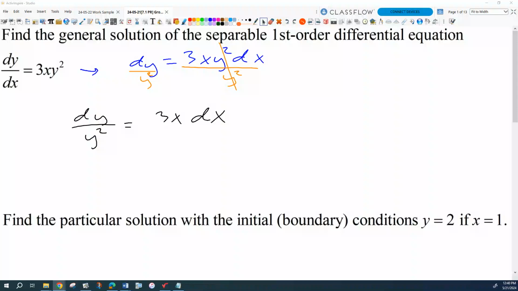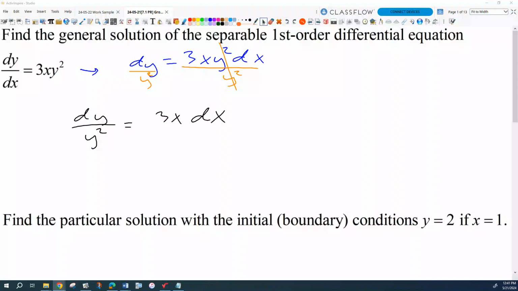Okay, so we were working on this one, right? Finding the general solution of the separable first order differential equation. So what's the point here? The point is we can separate all the variables, the y's to the side with the dy, and the x's to the side with the dx, right? And then how do we undo this? How are we going to turn this into a solution of this differential equation?